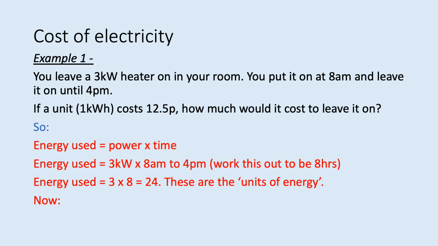So now you have to work out your cost, which is the units of energy, 24 units, times the price. That is 24 times 12.5, which gives you 300 pence, or £3. All right, that simple. So you just needed to know the units of energy times the price, but you didn't know the units of energy yet, so you had to work that out using all your equations.